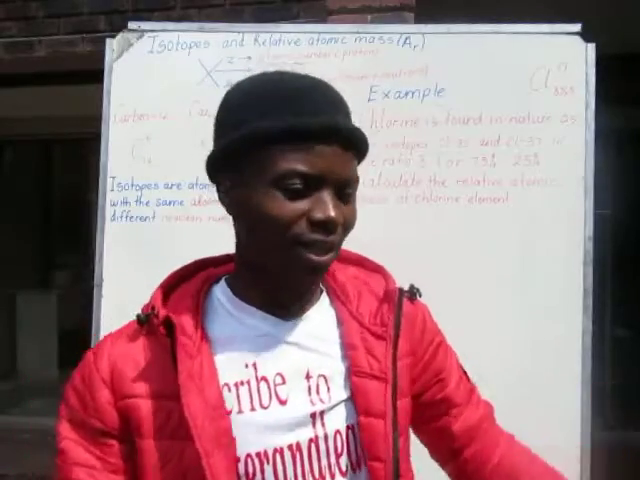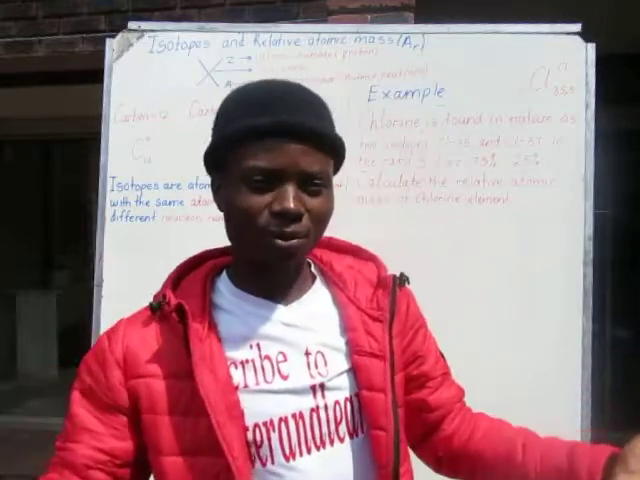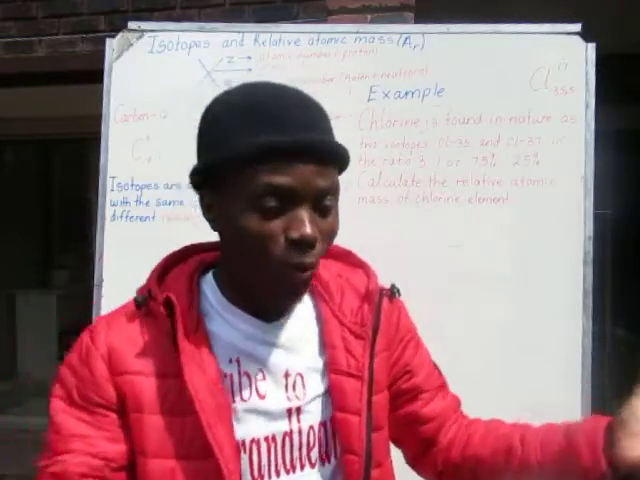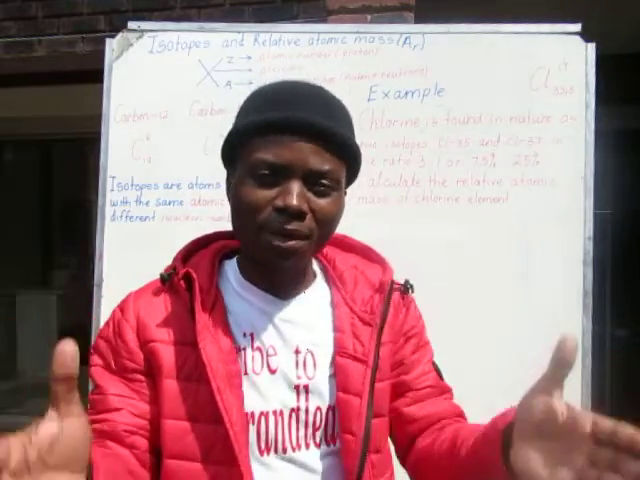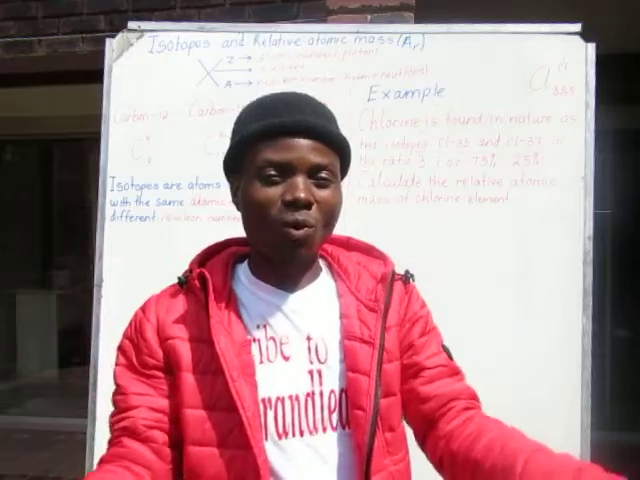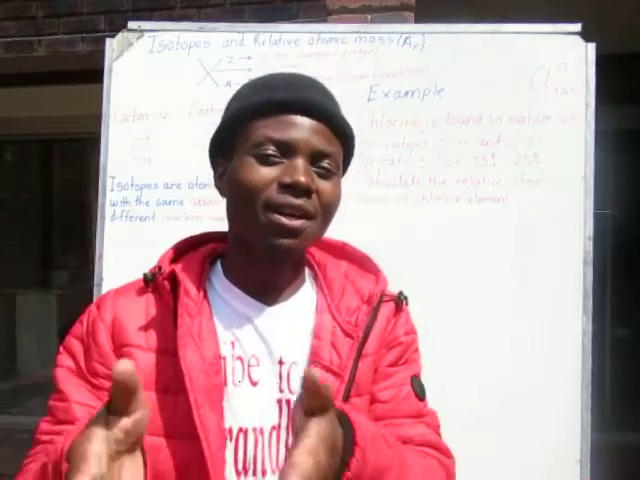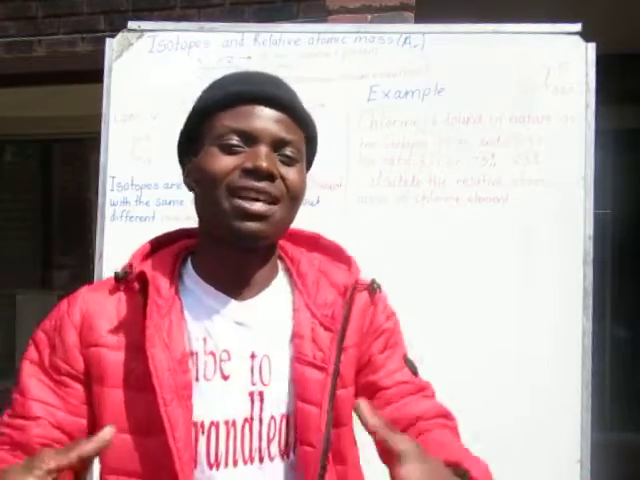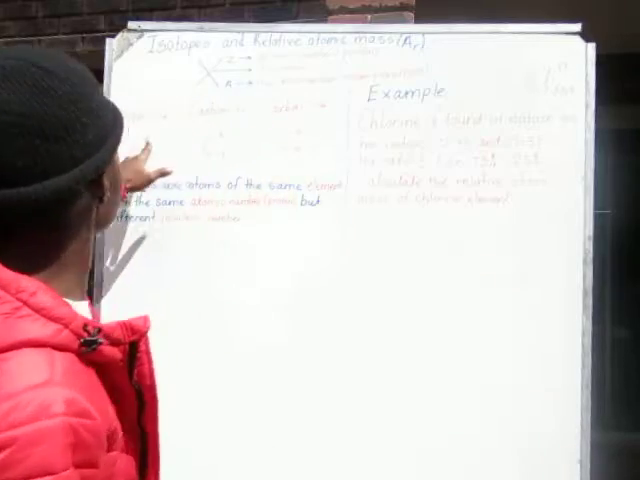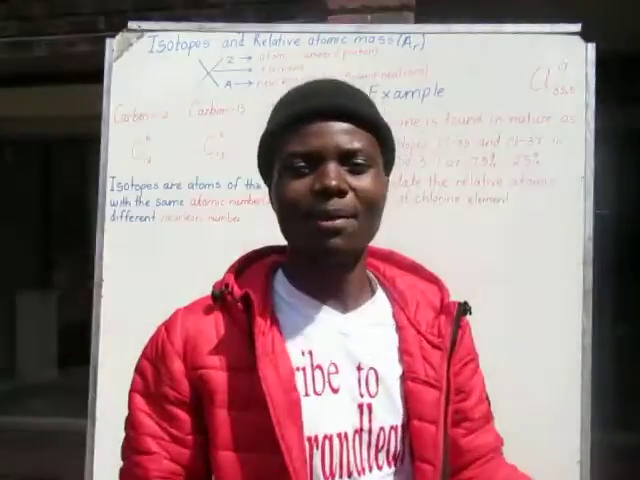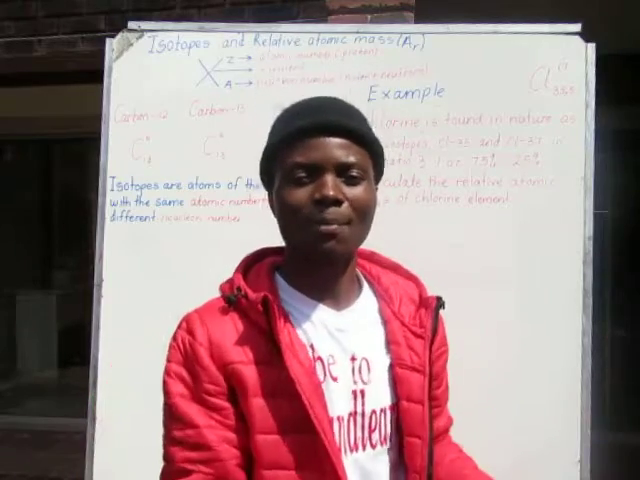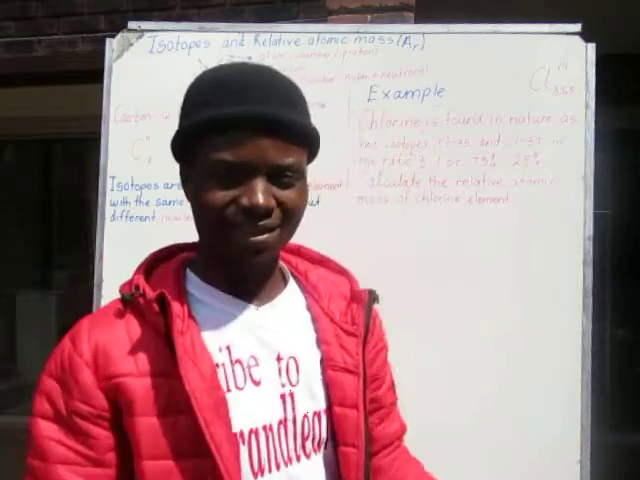That means if we take carbon 12 and carbon 13 and carbon 14 and we weigh them, their mass is not the same. But remember, they are the same atoms. Why? Because they have the same number of protons, which is the atomic number. They all have 6 atomic number. So that means they are the same elements or the same atoms called carbon, but they have different masses.